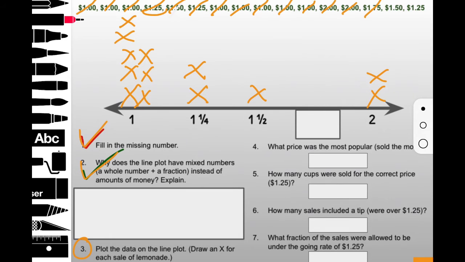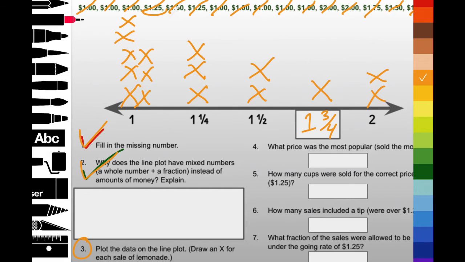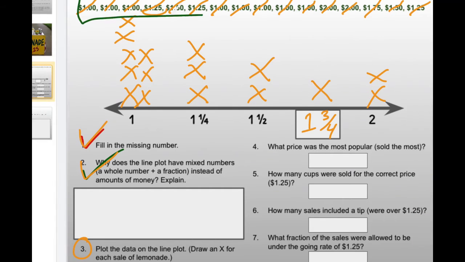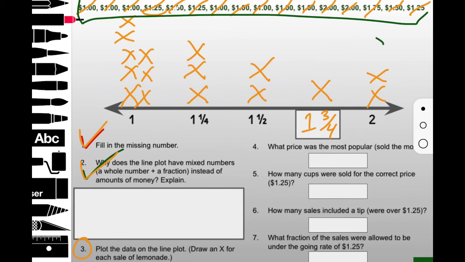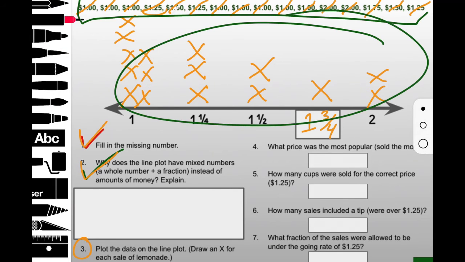Here's 1.75. Remember, we have 1 3/4 should be written in there. So now I'm going to put an X here. That's the same thing as 1 3/4. 1.50 goes right here. And 1.25. Okay, so we should be done. I have every single amount crossed out. I have all my X's, and I am done with number 3.